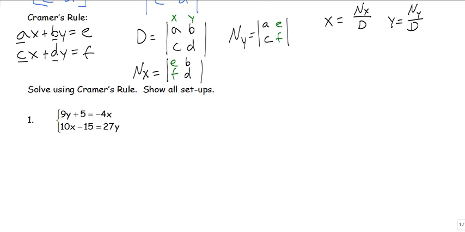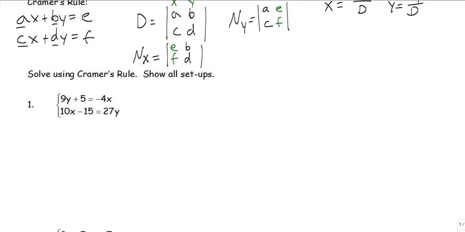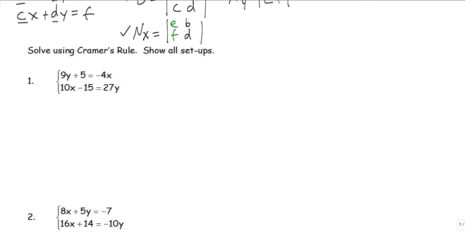Again, first, solve using Cramer's rule, show all setups. The thing I need to see from you guys while I'm using Cramer's rule is I need to see the D matrix or determinant, the N sub x determinant, and the N sub y determinant, and then what you get for those, and then the answer. So, show all setup. First off, we have to get it into the correct form.